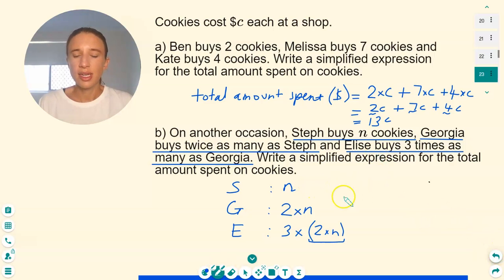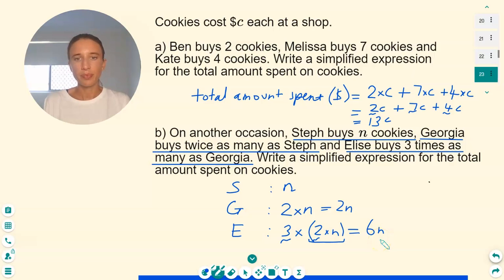And let's make them a bit simpler. So N is just N. 2 times N is 2N, right? We don't write it with that multiply sign. And 3 times 2N, multiply those coefficients, we get 6N.